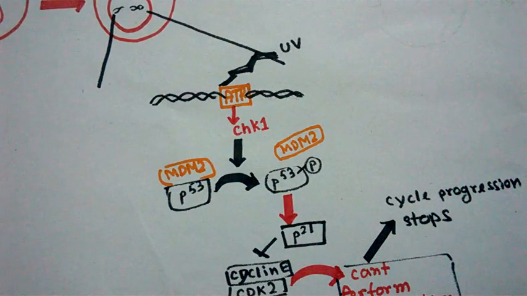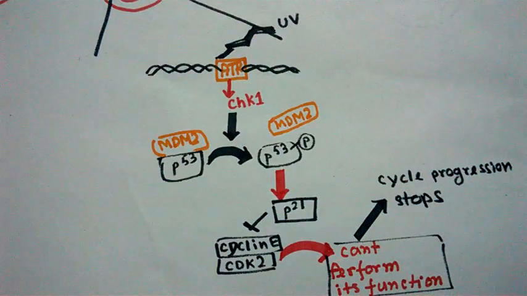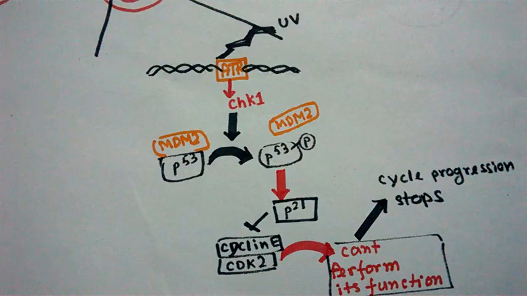If the repair is not successful, or the damage caused by UV radiation or any kind of radiation is very harsh and serious and irreparable, then the cell would undergo programmed cell death, also known as apoptosis. In this way, p53 along with p21, which is a cyclin dependent kinase inhibitor, helps to regulate the cell cycle when there is DNA damage. And this is the basic molecular mechanism of DNA damage checkpoints.